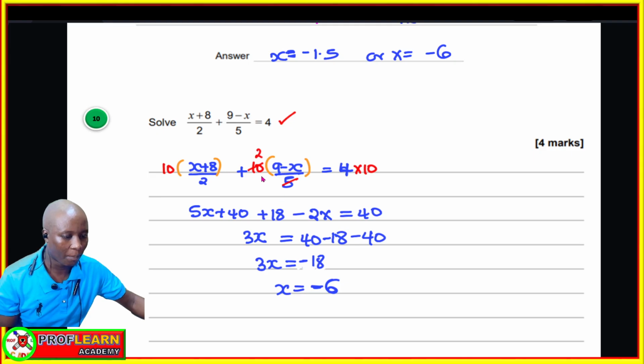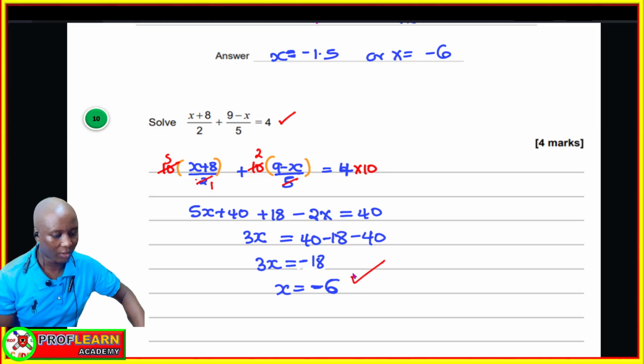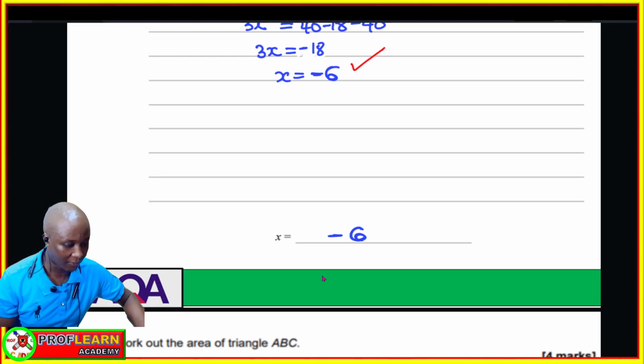Then you are going to open the brackets. For each case, this is going to be 1, this is going to be 5. So you open the brackets, you put the like terms together, you are going to get your final answer being x is equals to negative 6.